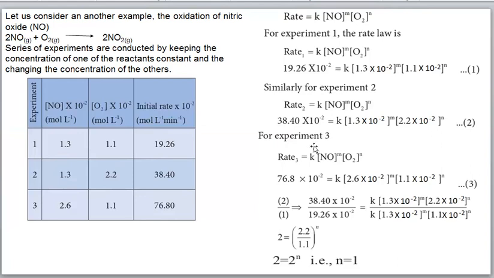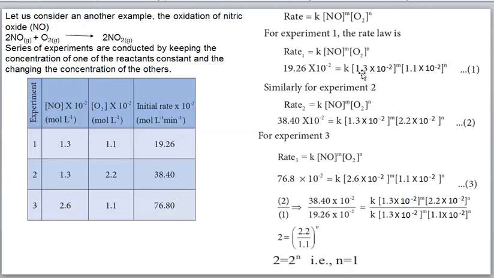n. Okay, then similarly for experiment 3 we can write rate 3 equal to what value? 76.8 into 10 to the power minus 2 equal to k into nitric oxide concentration 2.6 into 10 to the power minus 2, the whole power m, into oxygen concentration 1.1 into 10 to the power minus 2, the whole power n. Now we can divide, you see these three equations, you compare.